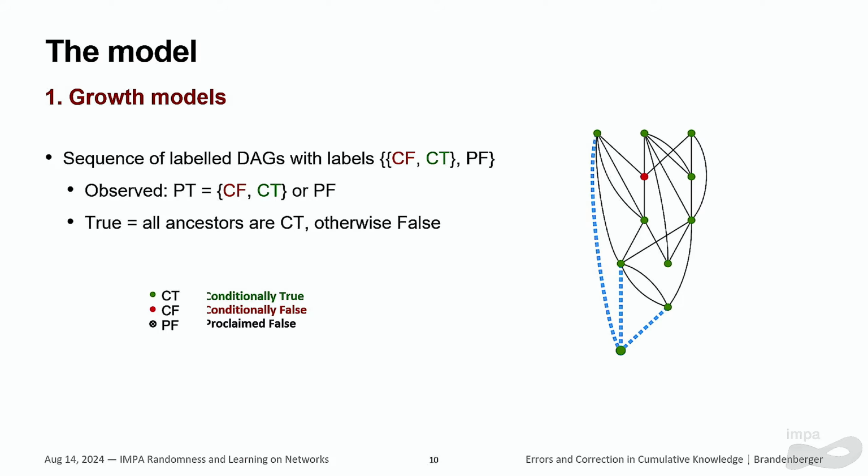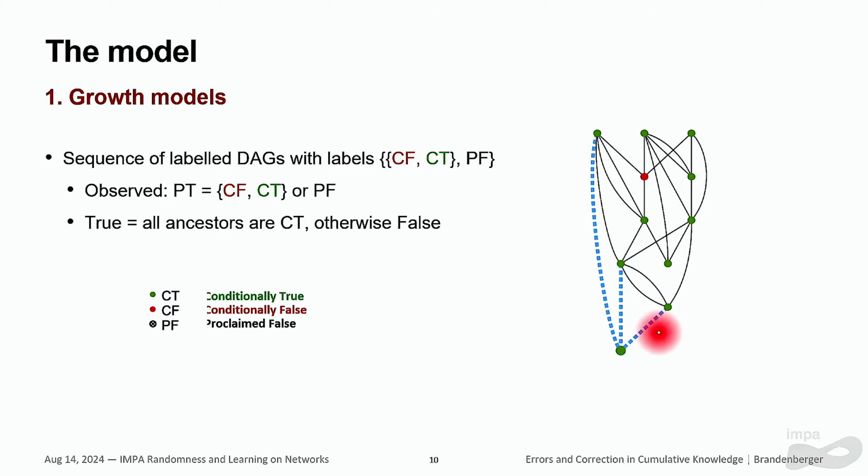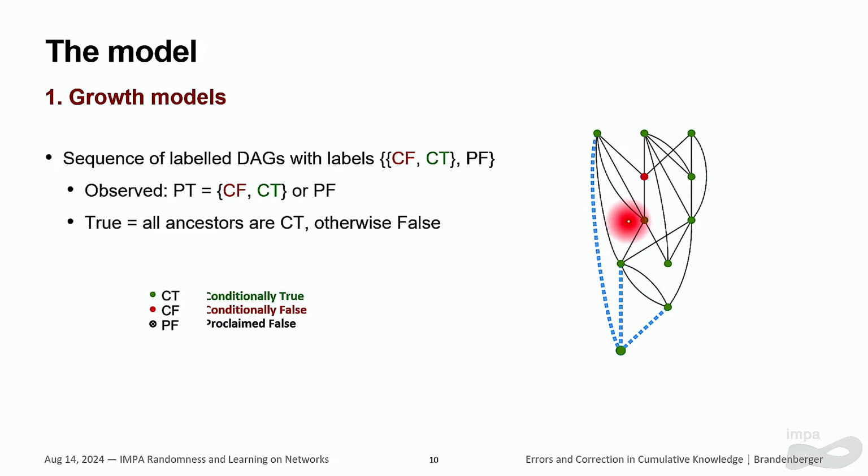So the growth model. The state of the system at a time t is described by a labeled DAG, where the labels essentially represent your state, your truth value. So the labels are CF, CT, and PF, where CF represents conditionally false. So you inject an error in this node. This is this red guy up here. And CT means true conditioned on your ancestors. So essentially a node is true if it is CT and all of its ancestors are CT. So all of these guys here that are in the subdag of the red node, despite themselves being CT, they're actually false because they rely on something false.